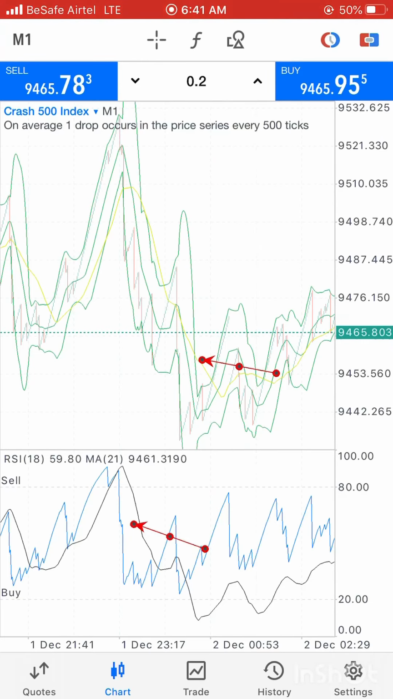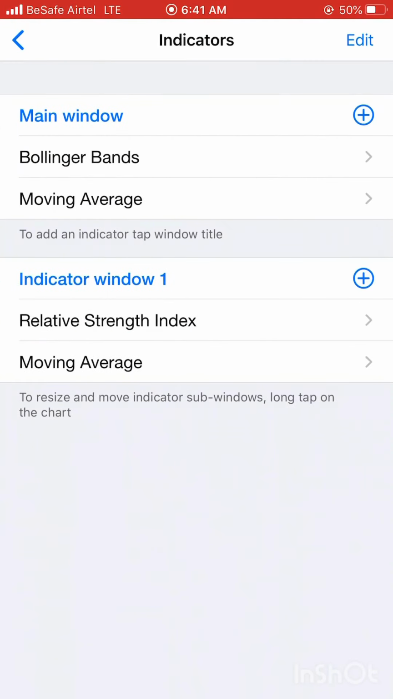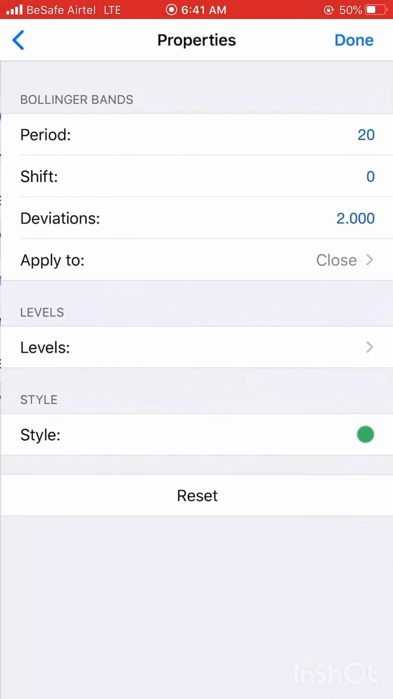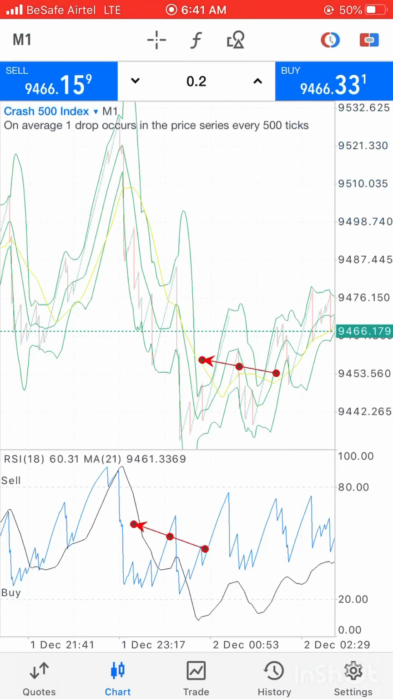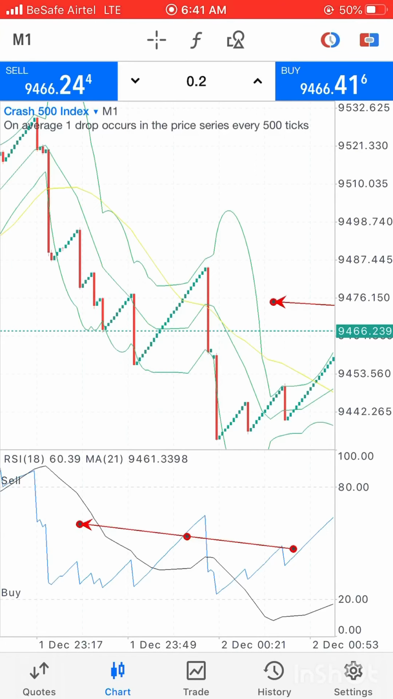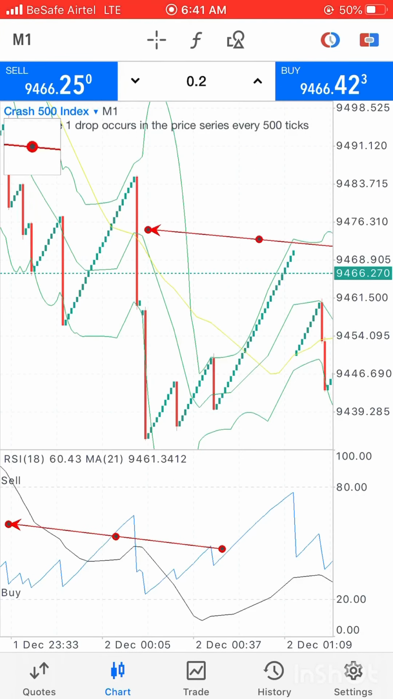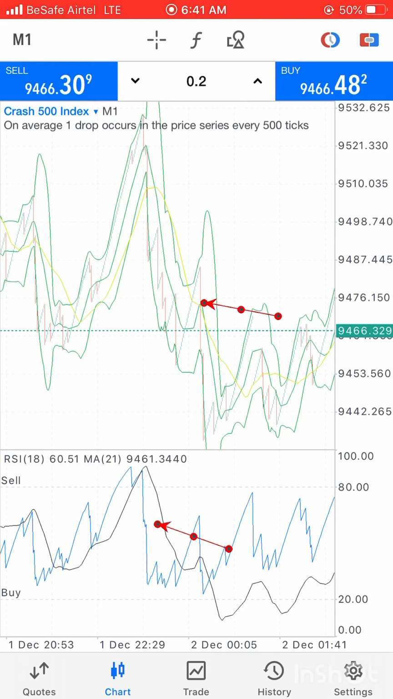Now you just click on your F sign here for your indicators. The first to add are very simple. The first one is the Bollinger Band. Now these are the settings: period 20, shift 0, deviation 2, apply to close. Once you are done, you click on done. Now this comes up. This is your Bollinger Band. This is the upper Bollinger Band, this is the middle Bollinger Band, and this is the lower Bollinger Band.